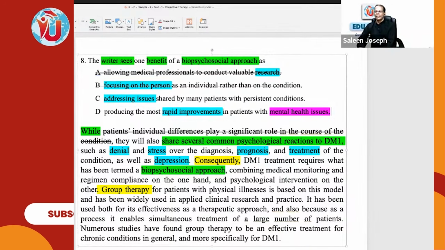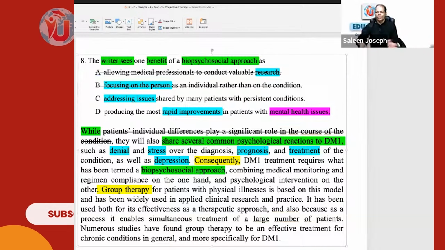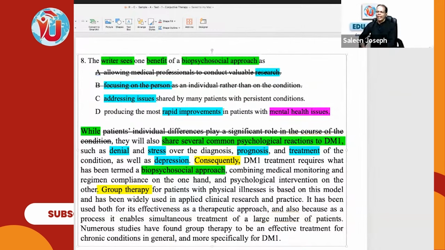In the heading, what condition is mentioned? Diabetes. No, even the general heading of the text: DM1, type 1 diabetes. Okay, so mental health, they will never speak about how rapid improvements in mental health patients can be brought in. This is not psychiatry. This is the department of diabetes. Do you treat mental health patients in the diabetes department?